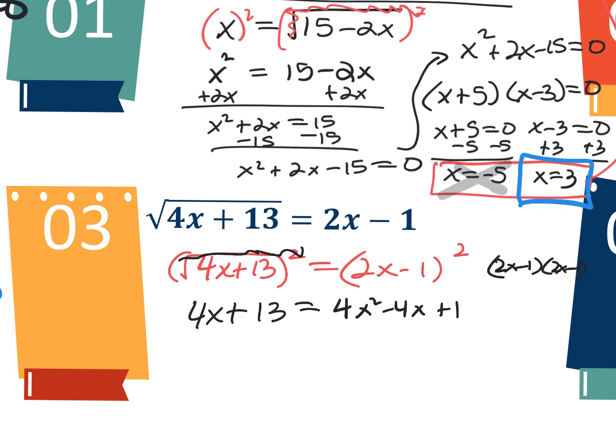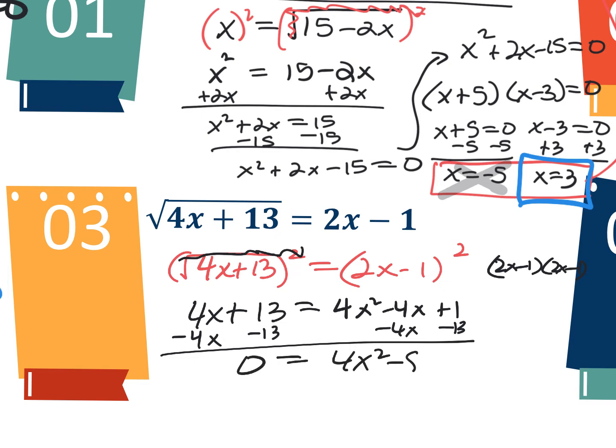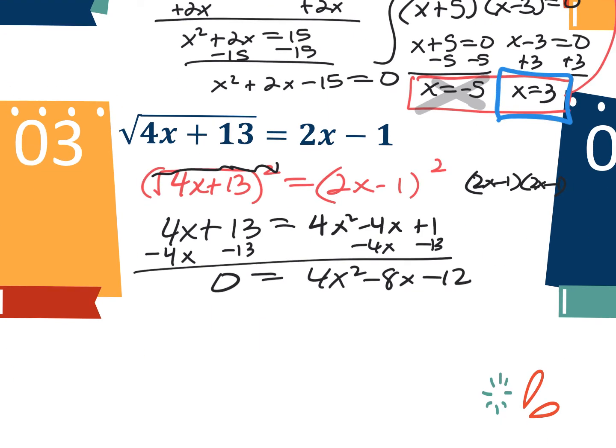I now need to get this thing in standard form so I can factor it. I'm going to keep my x squared term positive, so I'm going to move the 4x and the 13 over here. So now I have 0 equals 4x squared minus 8x minus 12. I now need to always look for a GCF first before you try to start factoring that. All right, so for this one, I'm going to factor out a GCF first.